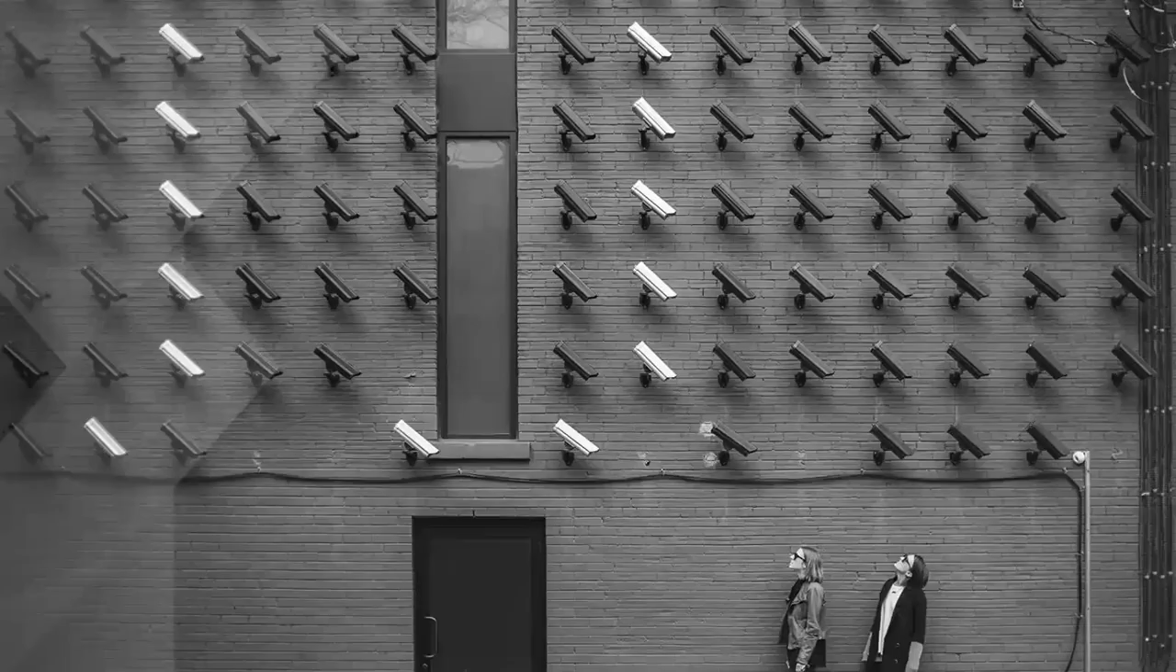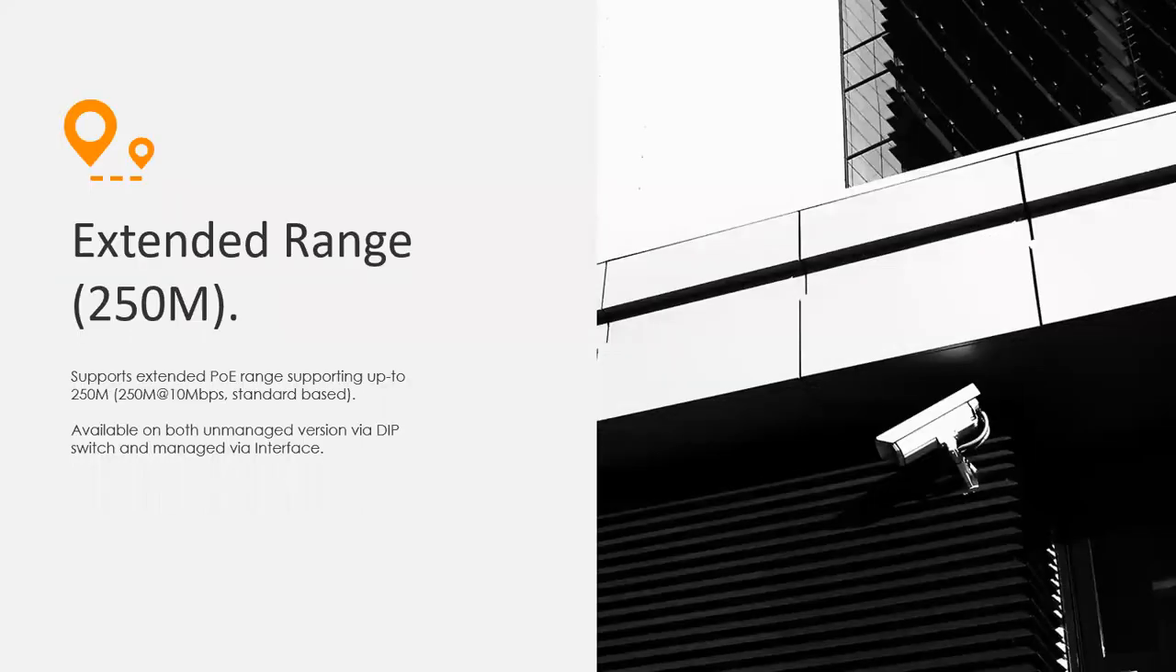So the first one is you can provide data and PoE up to 250 meters versus the standard 100 meters that you get with most PoE switches. Now, part of the way we do this is by dropping the speed to 10 megabits per second. So as long as your application can work with a 10 megabit connection, you can do a single 250 meter Cat5 cable run and provide power and data to your connected device. So it's really handy for those long runs. You're not having to put in intermittent boosters or switches to keep the signal going.